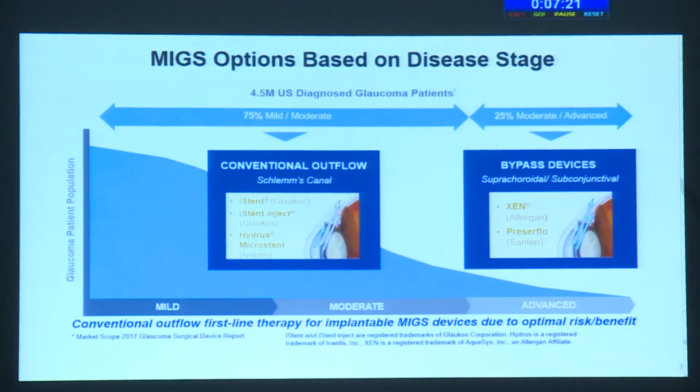The advent of the stent was pretty revolutionary, as it was the first device in the minimally invasive glaucoma surgery space. Since then the iStent Inject has also come out, and the Hydrus microstent. The Xen is a subconjunctival device, and the PreserFlo device is another that is in the pipeline and will be introduced sometime within the coming year in the United States.